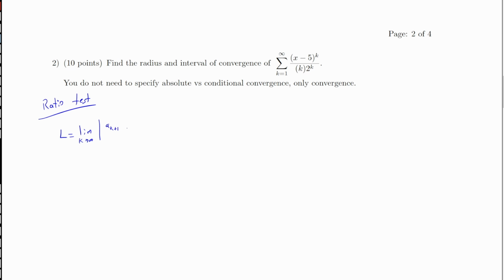Absolute value of a_(k+1) times 1 over a_k. So we have the limit as k goes to infinity of (x minus 5) to the k plus 1 over (k plus 1) times 2 to the k plus 1, times the reciprocal of a_k.